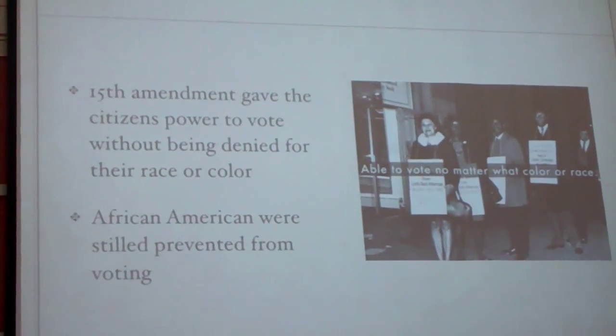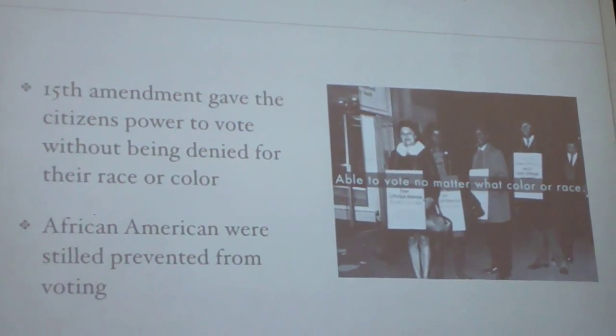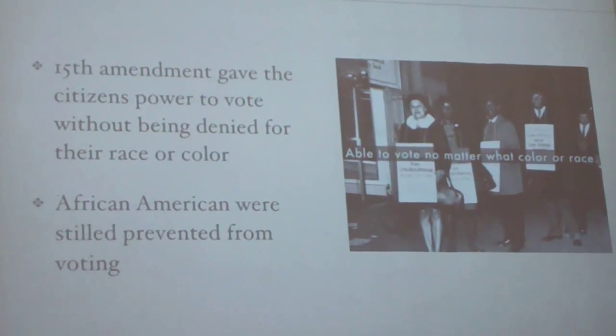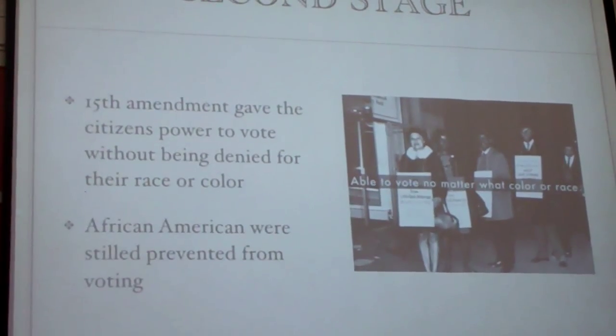In the second stage, the 15th Amendment gave citizens the power to vote without being denied for their race or color. African Americans were still prevented from voting. So you're saying the second stage was focused on getting black men the right to vote? Well, African Americans were still prevented from voting, so you couldn't really vote. So what is this second stage then? Because you talked about the 15th Amendment. Yeah, and the 15th Amendment states that no condition of previous slavery or servitude will prevent a man from voting.